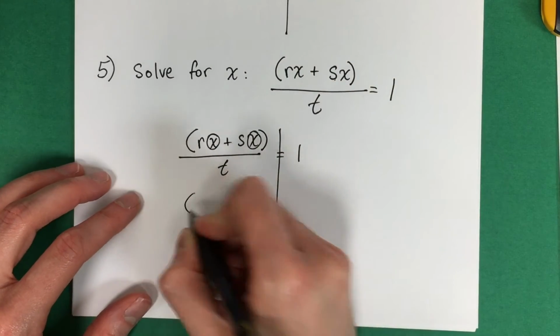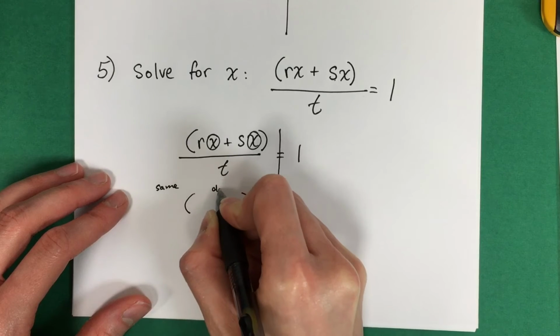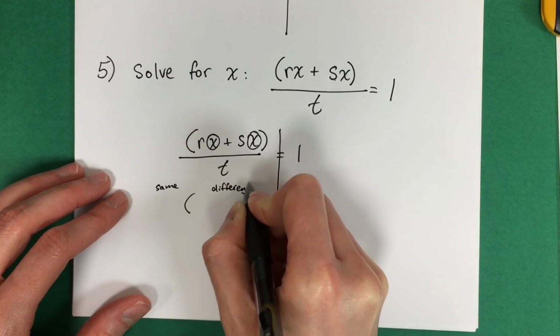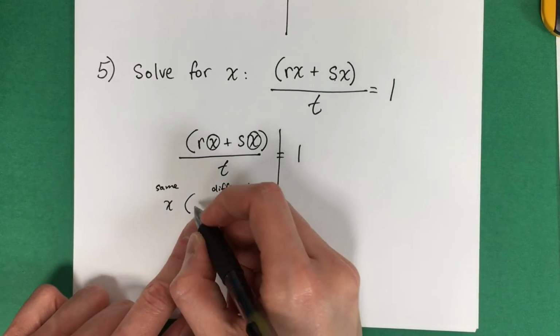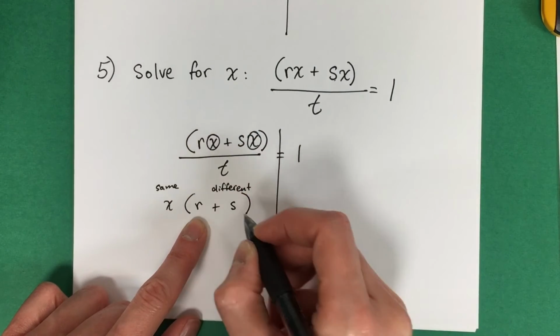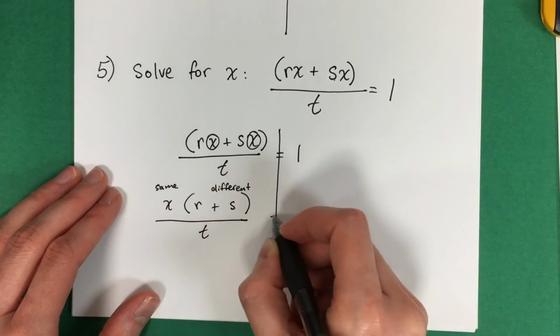So I'm going to do my parenthesis. I'm going to put the same outside and different inside. X is here in the front, and different is r plus s. And then I'm going to go ahead and divide by t equals 1.